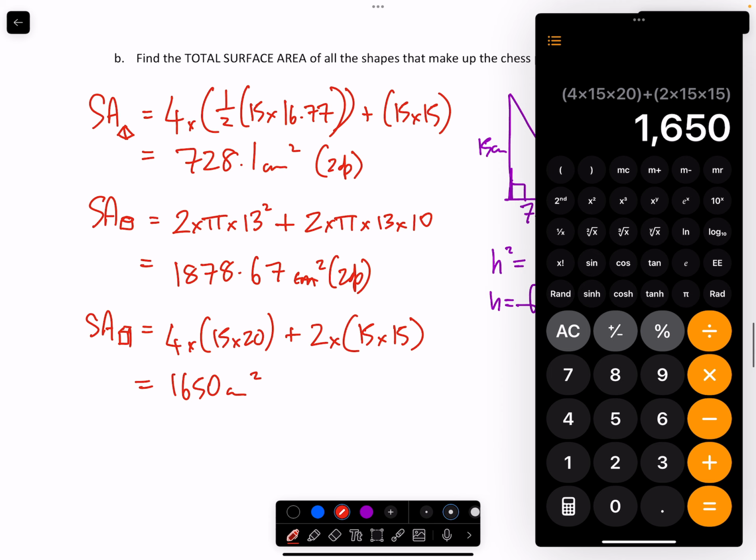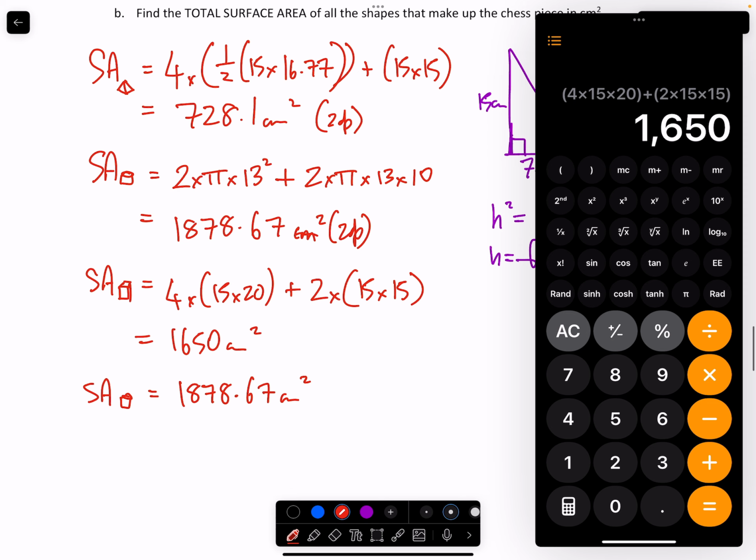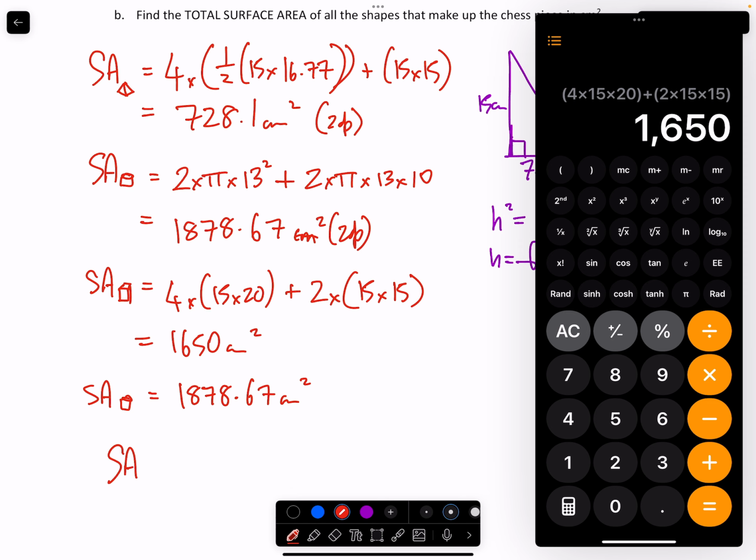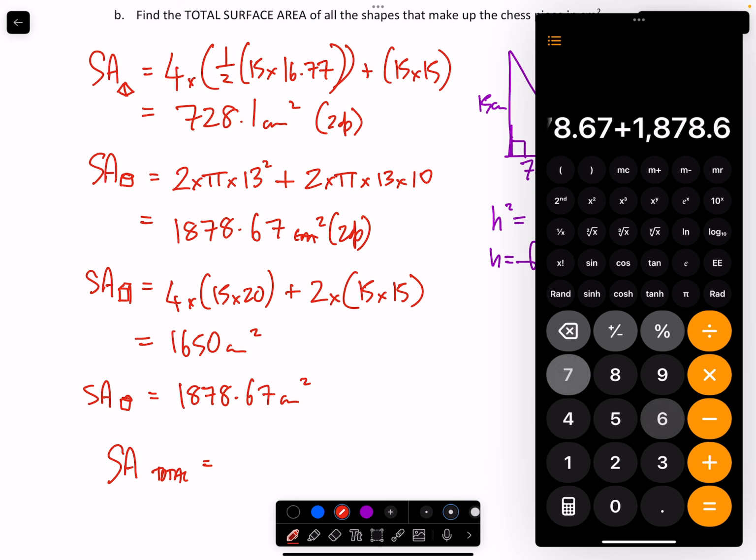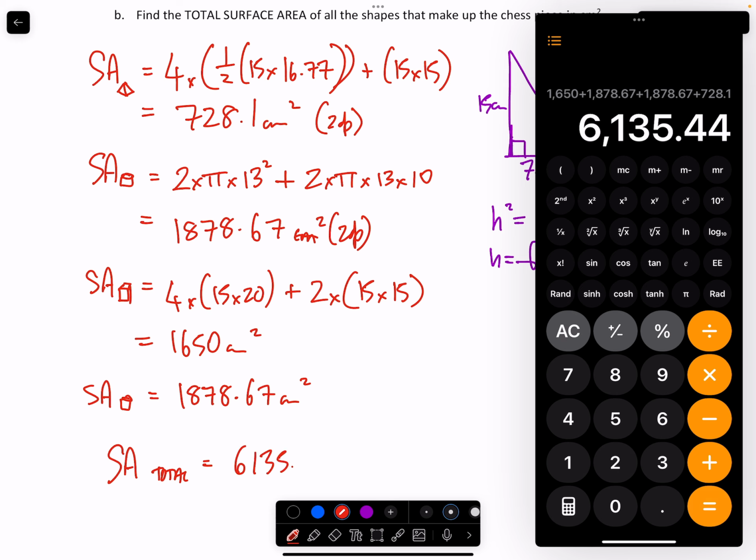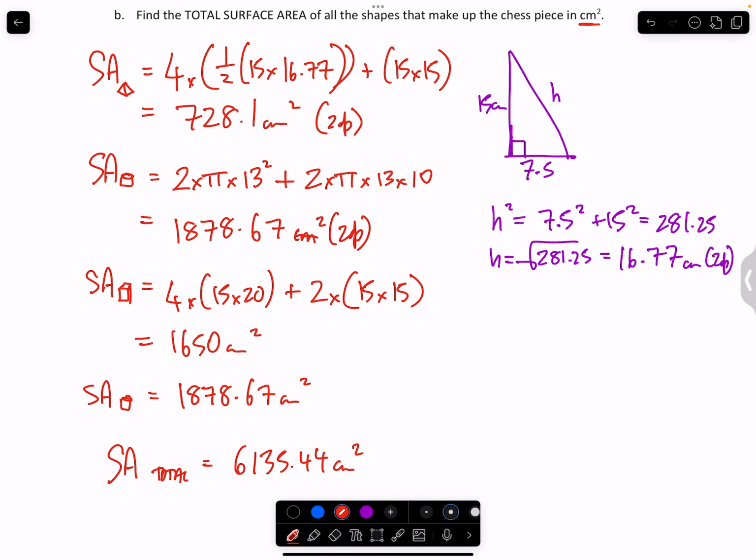Surface area of the bottom cylinder is going to be the same as before, 1878.67 square centimeters. So SA total is 1650 plus 1878.67 plus 1878.67 plus 728.1, which is 6135.44 square centimeters, which is what we wanted it in.